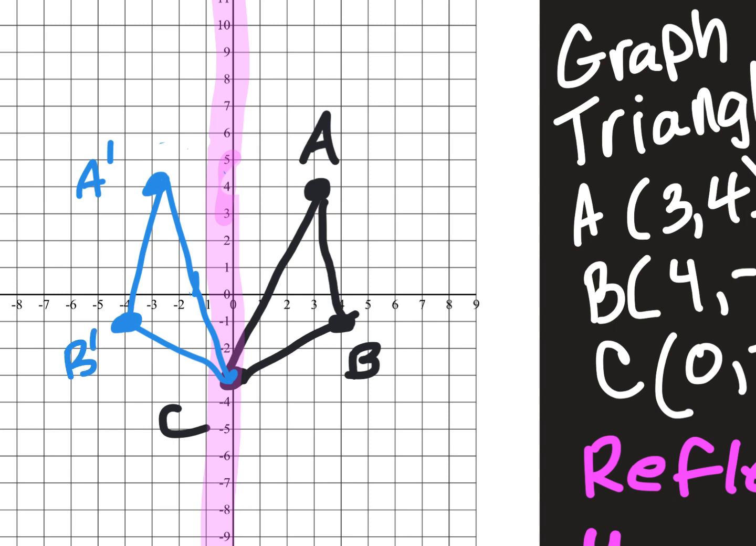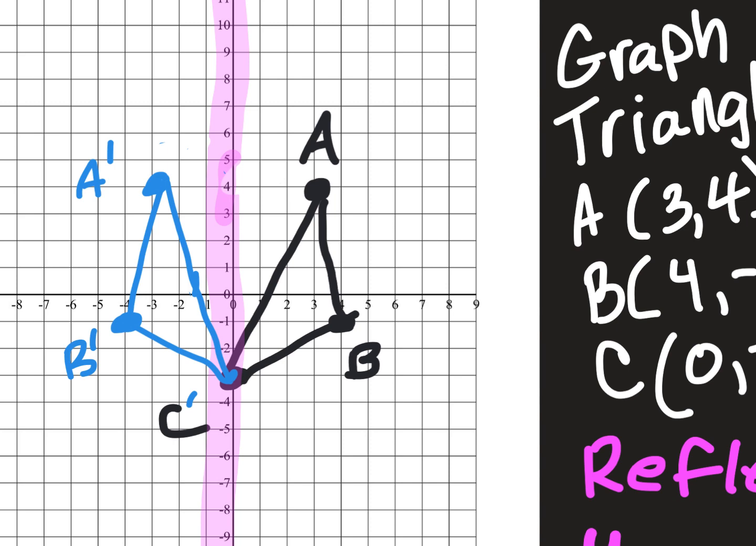So now we have triangle A, B. So whether you put the prime or not, I would count either one correct if this were some kind of mastery. As long as you've got the shape and it is reflected across the axis, you are good to go. You just got to make sure that you've got it lined up.